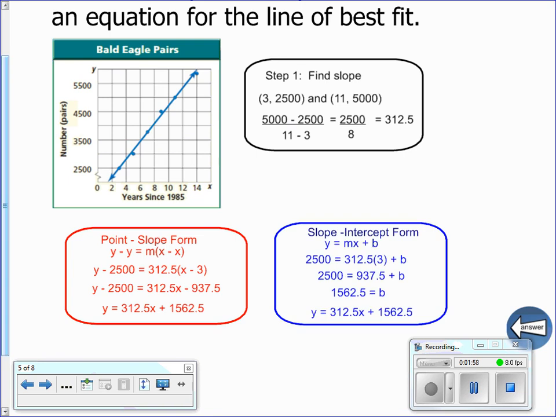My other option is to use slope-intercept form. So again, plugging in the numbers for the y, m, and x. I'll use that same point: 2,500 equals 312.5 times 3 plus b. So 2,500 equals 937.5 plus b. I subtract 937.5 from both sides, and I get 1,562.5 is the b. So I write my equation y equals 312.5x plus 1,562.5.